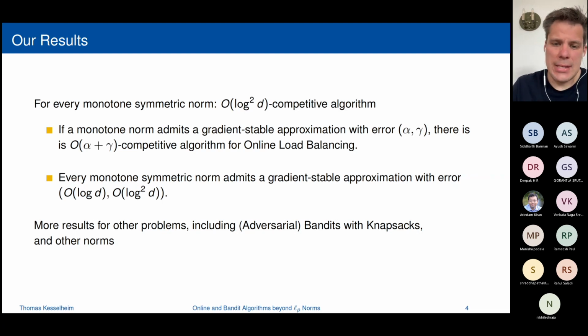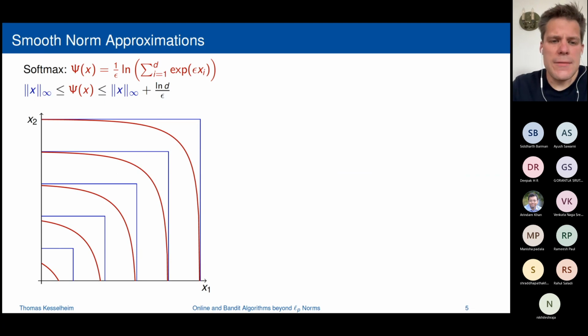Good, but what is a gradient stable approximation of a norm? You might have seen one example, which is the well-known softmax function. This approximates the L infinity norm. It's defined this way. This epsilon is a parameter which controls how well you approximate the L infinity norm. Here you'll see the approximation guarantee. Your softmax is always at least the L infinity norm, but it is also upper bounded by the L infinity norm plus log d over epsilon. So if you make epsilon larger and larger, asymptotically, you'll actually reach the L infinity norm.